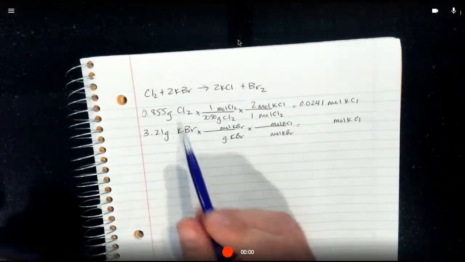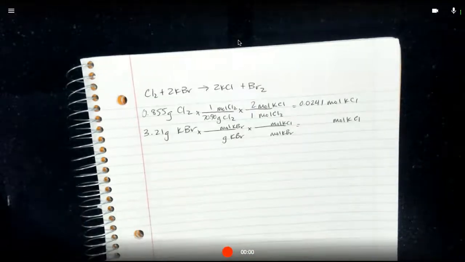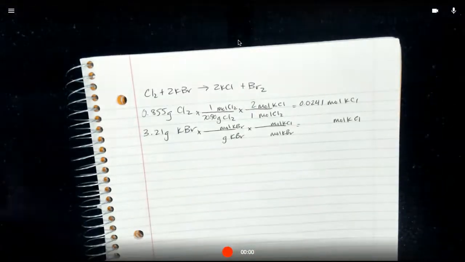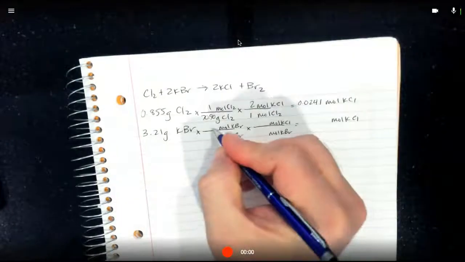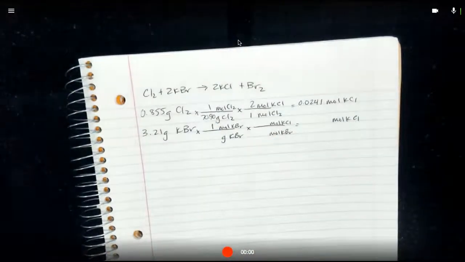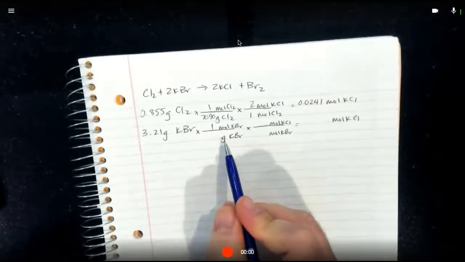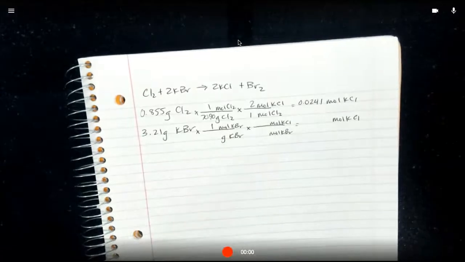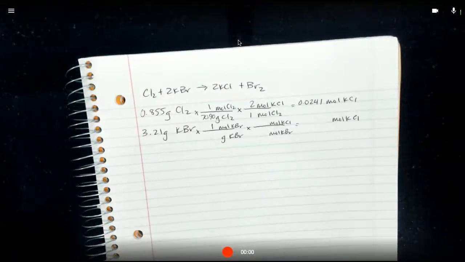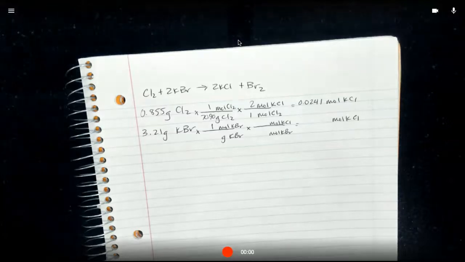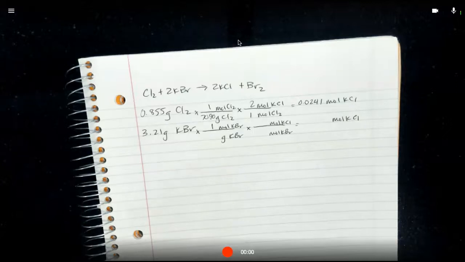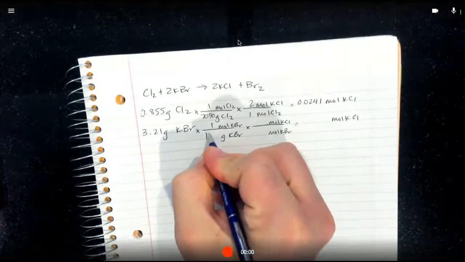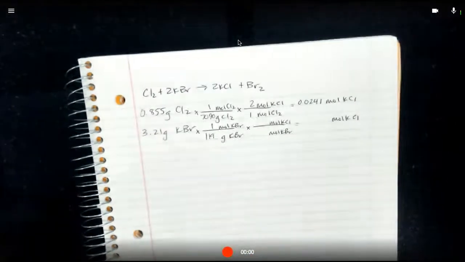But let's find out how much we can make from the potassium bromide. So for grams and moles together, the mole gets the 1. Then for grams of KBr, we need to add up the parts. Potassium is 39.10 plus bromine 79.90. So we get 119 here for the molar mass.